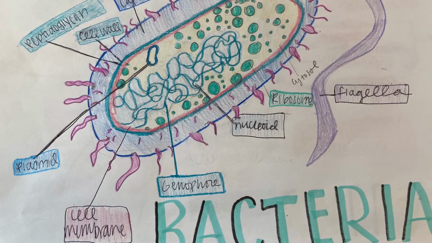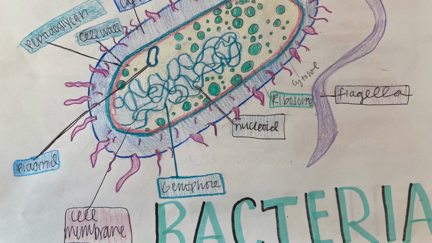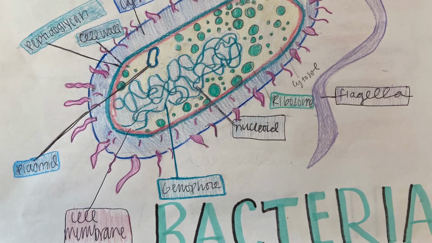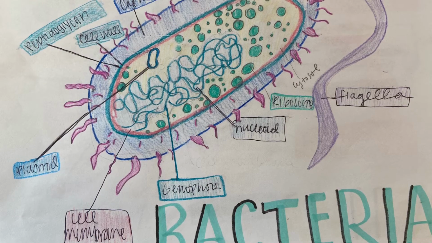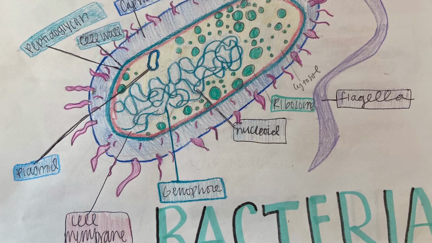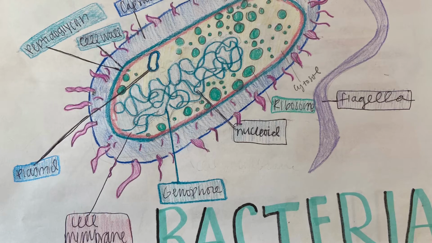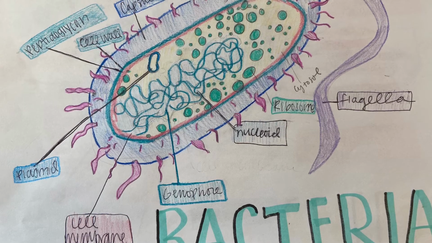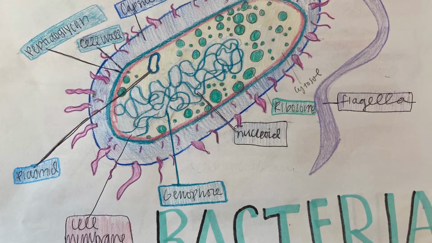The circular oblong thing is the plasmid, which contains circular DNA separate from the nucleoid, which is made out of genophores, and it's like chromatin but not quite. It contains the cell's primary DNA.